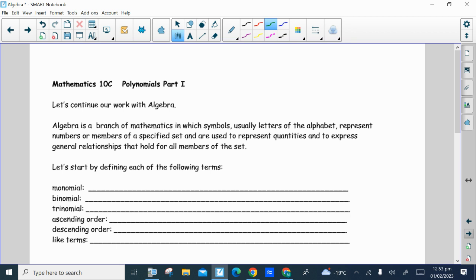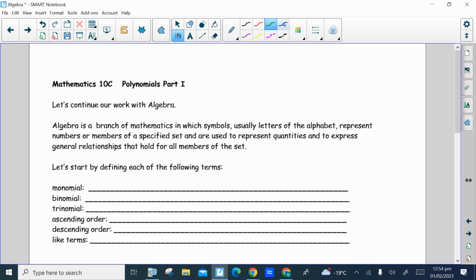So let's review a little bit about what you learned before about algebra. It's a branch of mathematics in which symbols, usually letters of the alphabet, represent numbers or members of a specified set, and they're used to represent quantities and also to express general relationships that hold for all members of the set. So there's some definitions there.